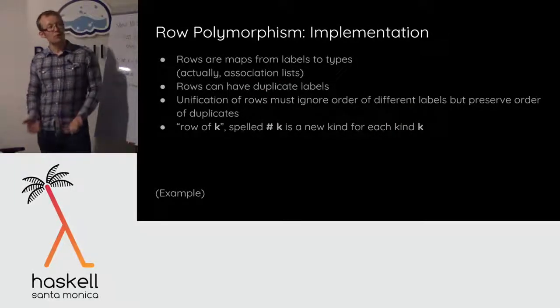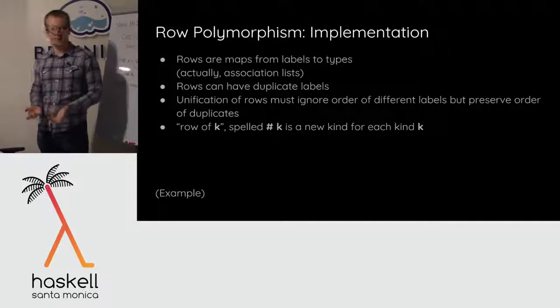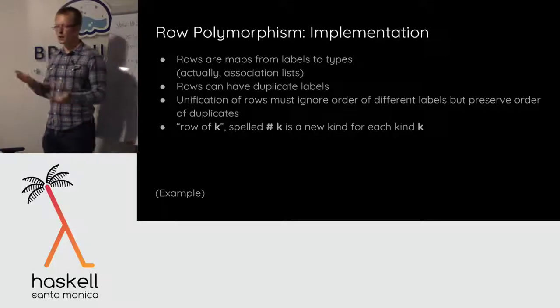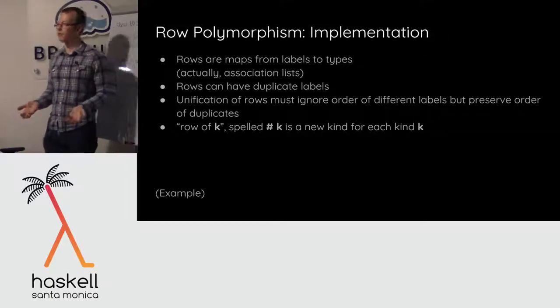So how do you implement row polymorphism? Well, I already said rows are maps from labels to types. And actually, in the compiler, we implement them as association lists. They are kept in sorted order. So if you want to unify two rows, you can basically just do like the merge portion of a merge join, right?